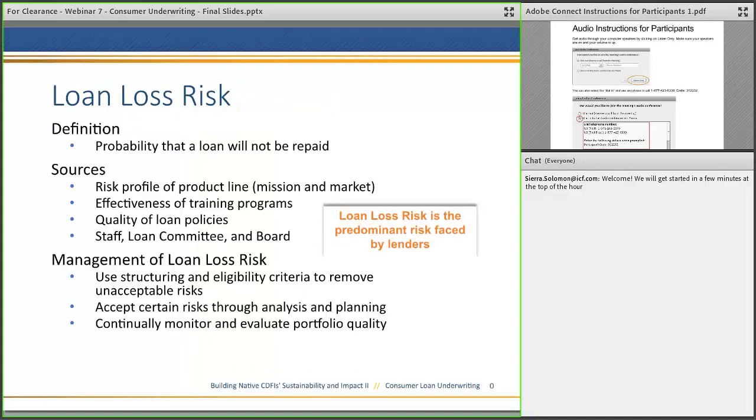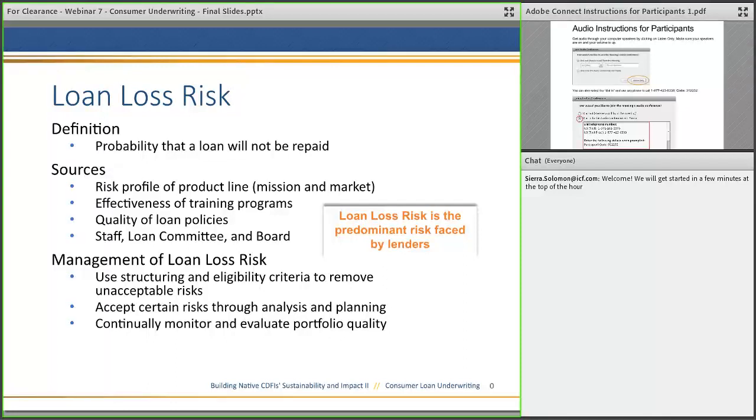All right, so now we're going to move on to loan loss risk, which is the biggest function of underwriting, is evaluating loan loss risk, because as CDFIs, we're in the business of making loans. We're not in the business of making grants. So what we are interested in is what is the probability that our loans are going to get paid back. And some of loan loss risk is inherent to what we're doing.